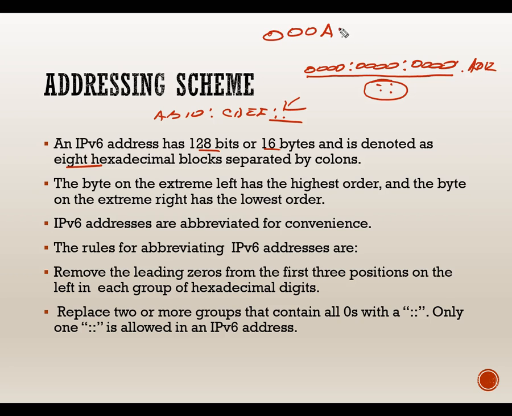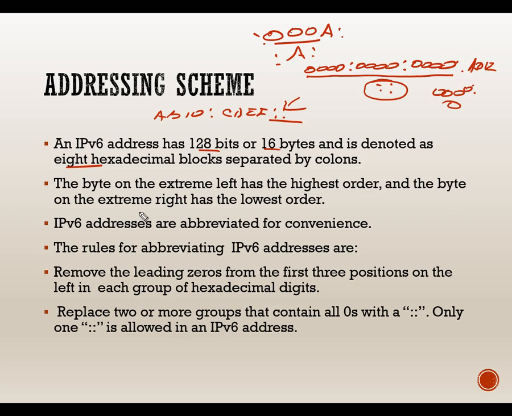But if we had 000A, I can write that as A. We do not have to write the leading zeros, and we can substitute a double colon for a string of zeros one time. If I had another string of zeros after that, pretend I keep going here, then I could write it as a 0, because I wouldn't have to write the leading zeros.